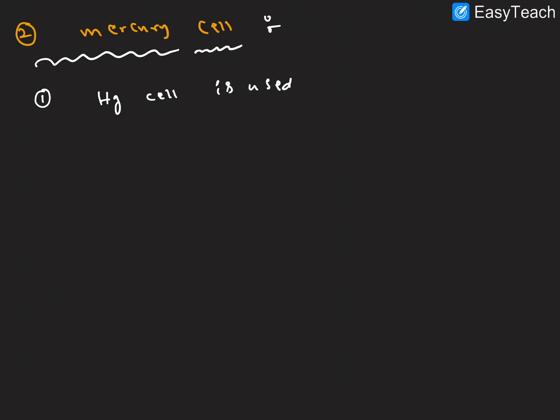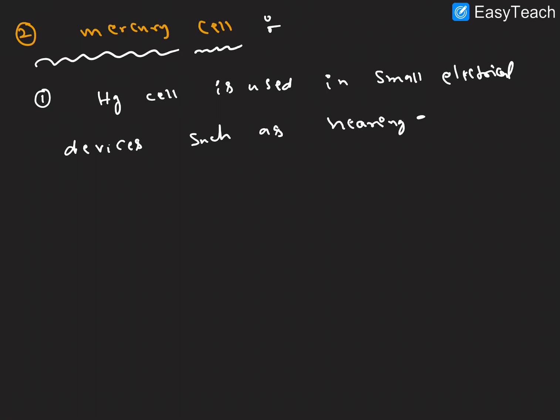Now the mercury cell. Here, point number 1: the mercury cell is used in small electrical devices such as hearing aids and watches.